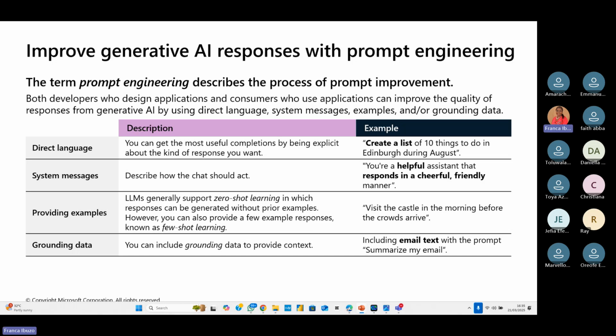Grounding data: you can include grounding data to provide context. An example is including email text with a prompt. Summarize my email. So you can just prompt it. When you have a long email, you could write a prompt to summarize your email, and it summarizes it for you.